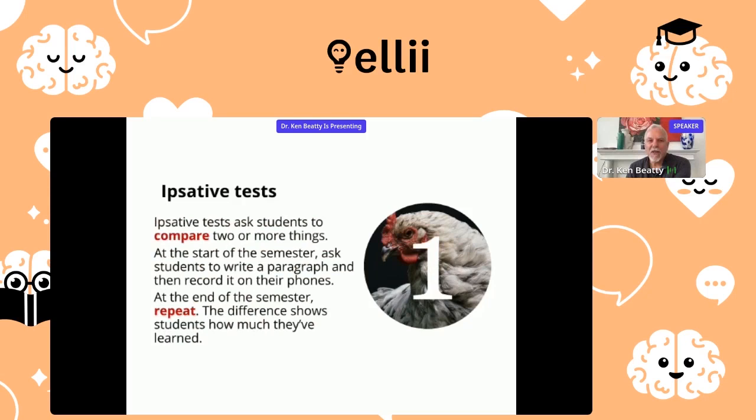So the first one is called Ipsative tests. Ipsative tests ask students to compare two or more things. That's really what we're doing. At the start of the semester, ask your students to write a paragraph or an essay, depending on what level they are, and then record it on their phones. Get them to send it to you because otherwise they'll lose it over the semester. But at the end of the semester, have them do it again. Or it could just be a month later. And then the difference will show them how much they've improved.